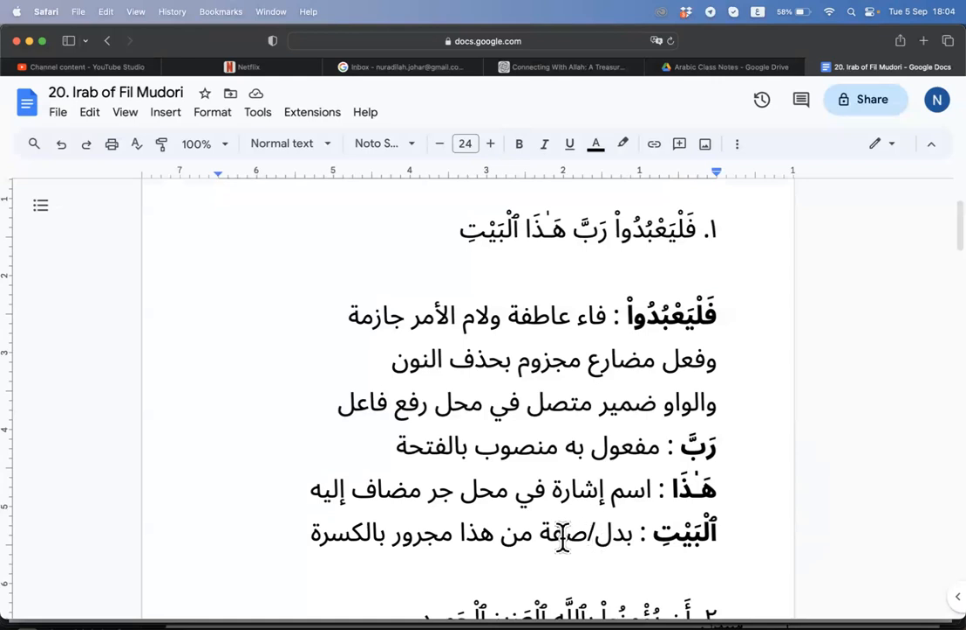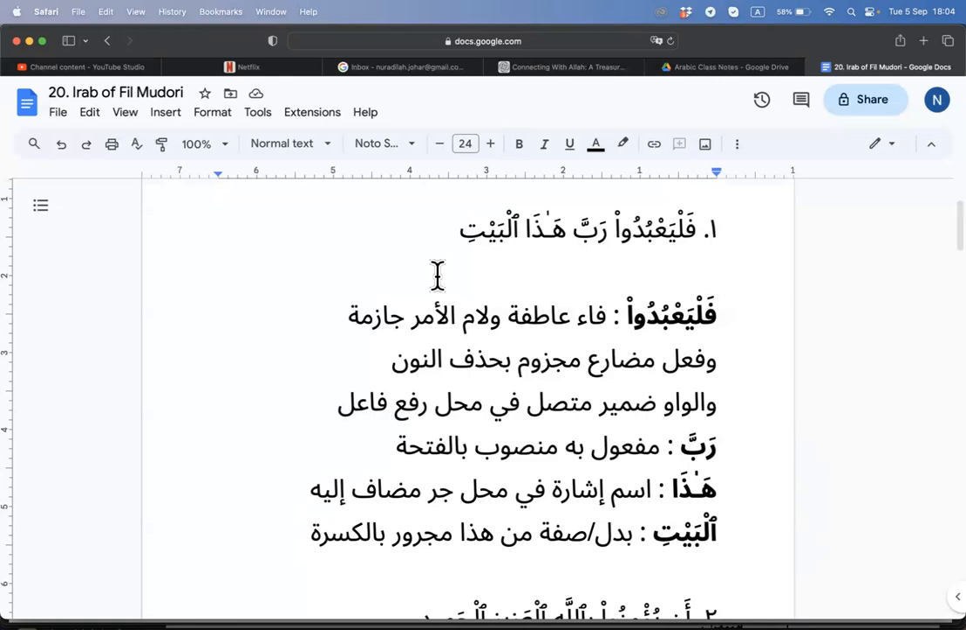But sifah must be in the same status, right? So hadha is jar, so that's why al-baiti is also jar. Make sense, inshallah? Yes. Can you translate for me? Falya'budu. Ya'budu means to worship.